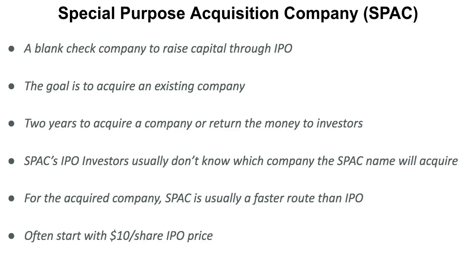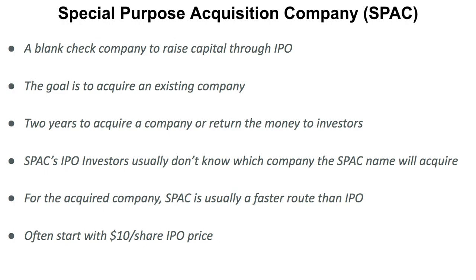So what is a SPAC? It's basically a blank check company that raises capital through an IPO, initial public offering, and the goal is to acquire existing companies. A SPAC will have 2 years to acquire a company, or they have to return the money to investors plus some interest. The SPAC IPO investors usually wouldn't know which company this particular SPAC is going to acquire. Usually they will have a list of companies they want to acquire, but they wouldn't unveil it because of legal complications.